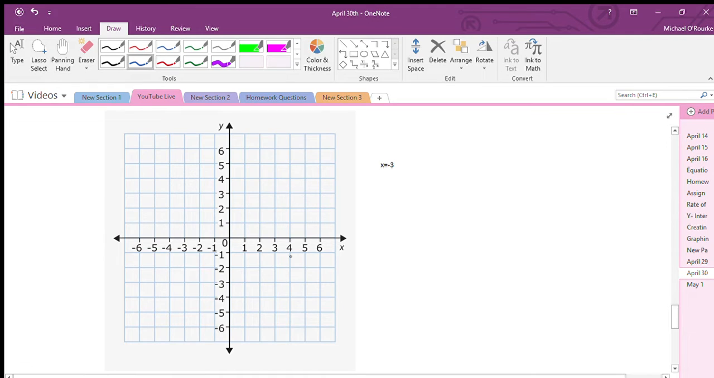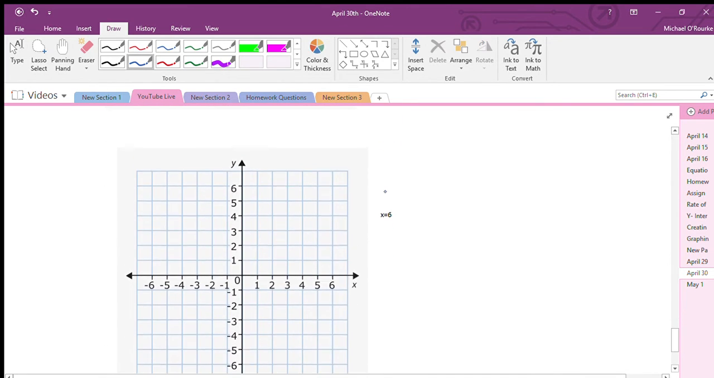But let's do this one. X equals -3. First thing I'm going to do is I'm going to graph -3. And then, second thing I'm going to do, draw a line through -3. Just like that.